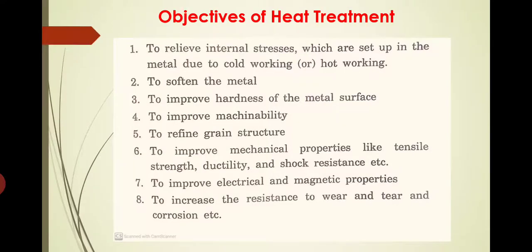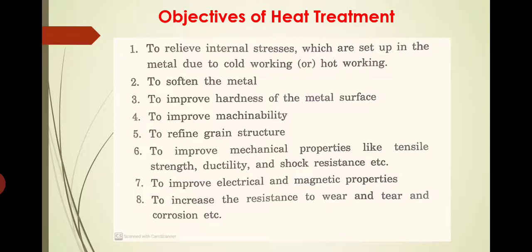Now, the objectives of heat treatment are these 8 points. By doing heat treatment we will have all these advantages. The first one is to relieve internal stresses which are set up in the metal due to cold working or hot working. We will be discussing cold working and hot working in detail in the fourth module, but I will give you a small idea about them.